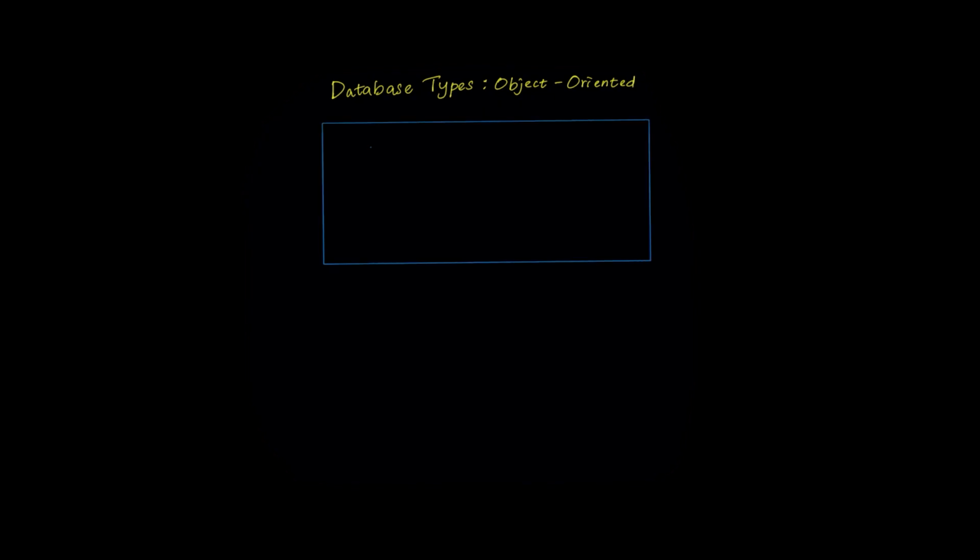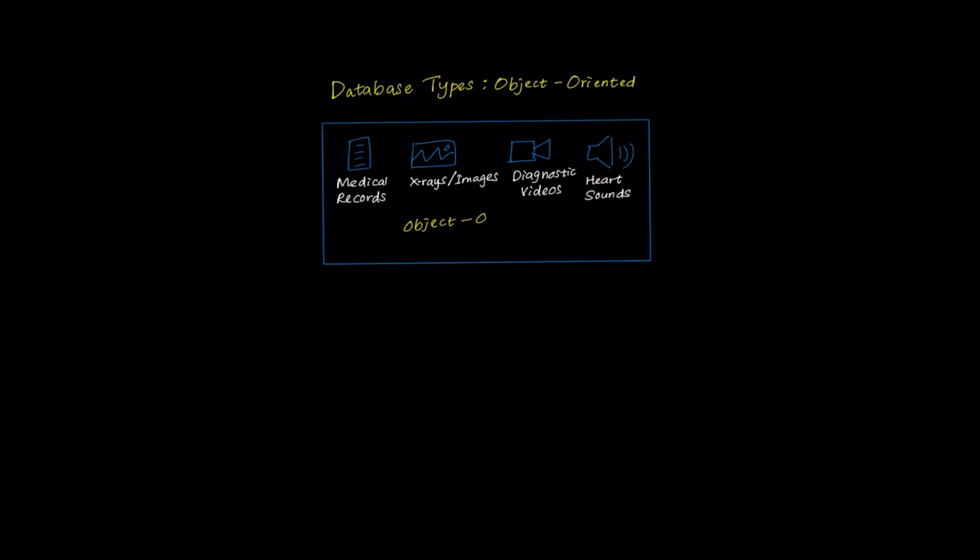Let's explore specialized database types and their unique capabilities. When a healthcare system needs a database that can store patient medical images, diagnostic videos, and audio recordings of heart sounds alongside traditional text-based medical records, they need an object-oriented database. Think of object-oriented databases as multimedia warehouses specifically designed to handle complex data types that go beyond simple text and numbers. Traditional databases work great with structured data like names, dates, and lab values, but they struggle with images, videos, and audio files which require different storage and retrieval methods.